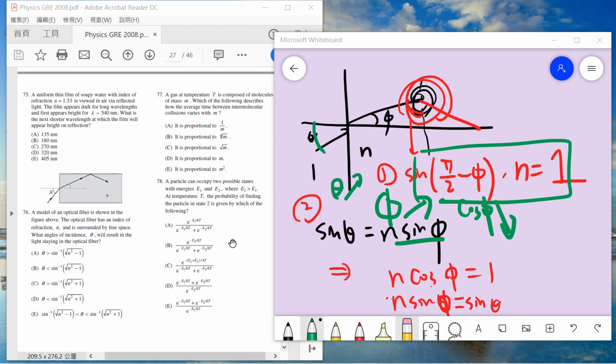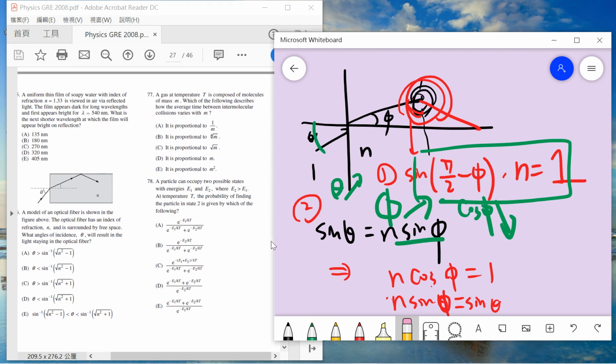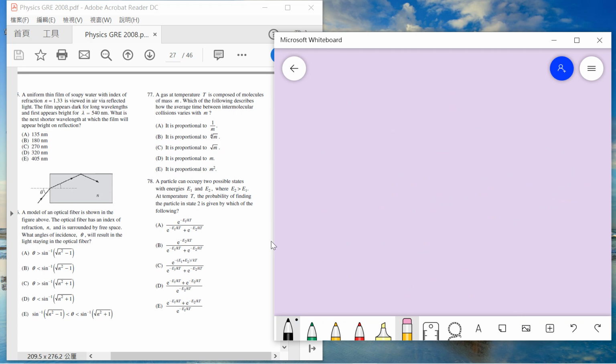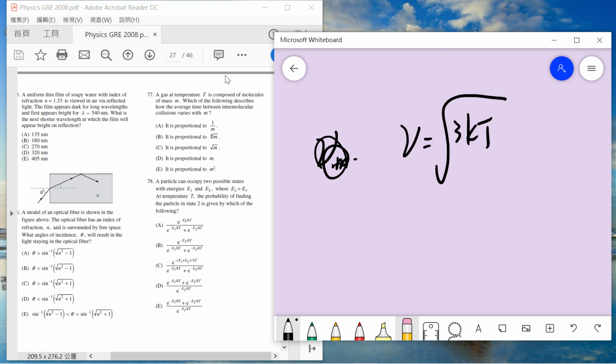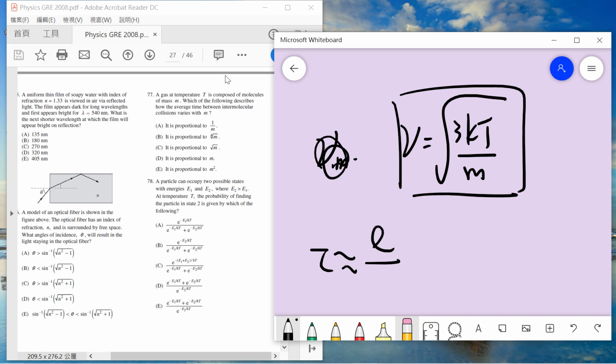Okay, so 77. Basically, it's asking about the root mean square. Okay, oh no, it's asking about average time. But this is basically related to the root mean square velocity. So the root mean square velocity, you need to remember. I already said that this is important. You need to remember. Okay, and the collision time basically is L divided by V. So the answer is just the square root of m.